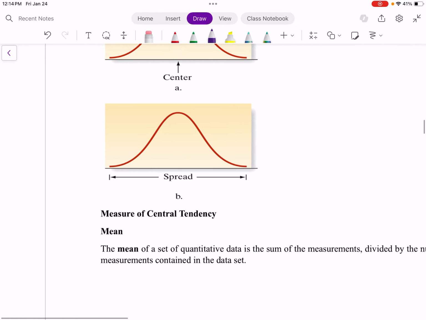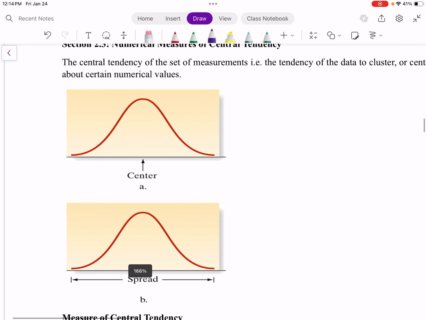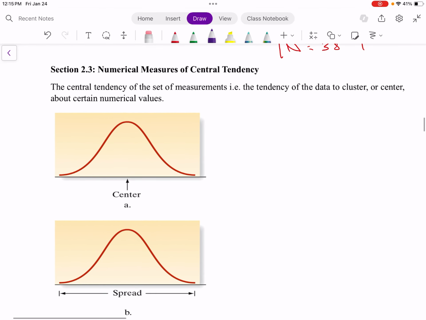Now, here you see the smooth curve. So this is a histogram. It has vertical bars. It has a class interval, and the size of the class interval is very small.